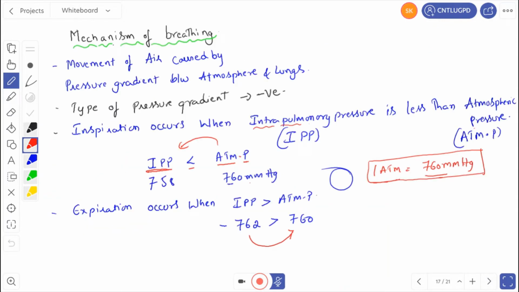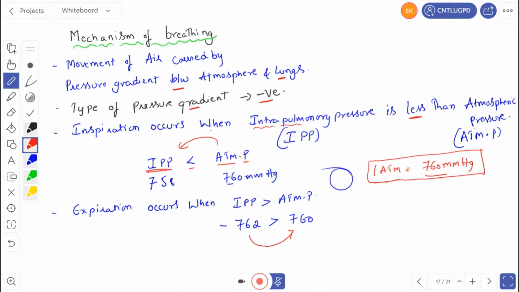So let us go for the mechanism of breathing. Movement of air is caused by a pressure gradient between the atmosphere and lungs. Remember that. Air moves in and out of the lungs depending upon the pressure. Always the pressure gradient should be negative, then only the air can move. So when does inspiration occur? When does expiration occur? Inspiration occurs when intrapulmonary pressure is less than atmospheric pressure.